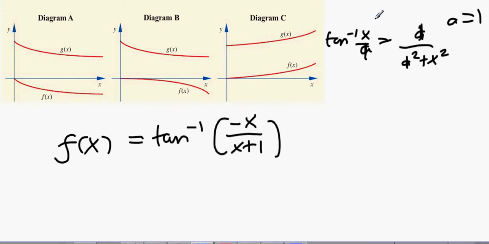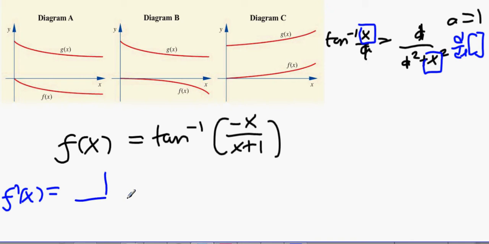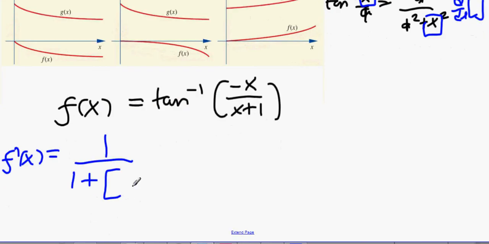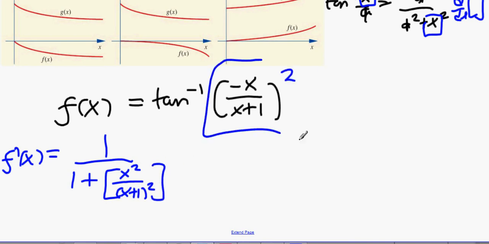Now, replace what's in the box with what is in here, and then differentiate what's in the box. So, what we're going to get for f dash x is going to be 1 divided by 1 plus what's in the box squared. Well, what's in the box squared is, square minus x and you get x squared, square x plus 1 and you're going to get x plus 1 squared. So that's the box squared, so to speak.